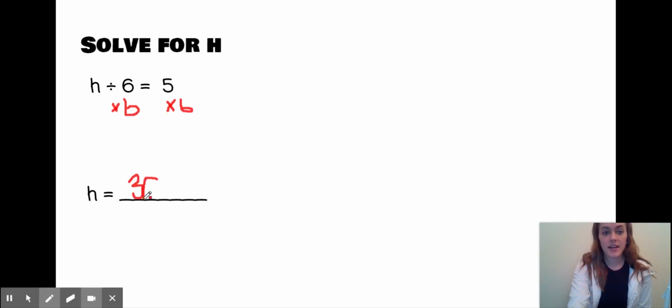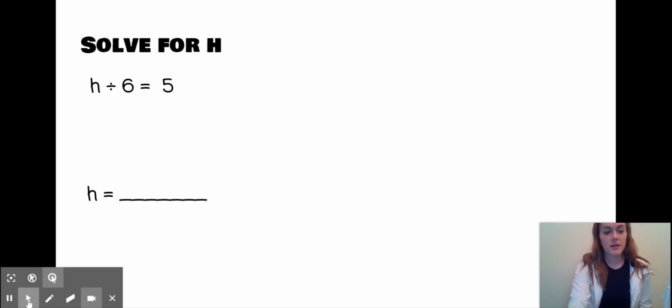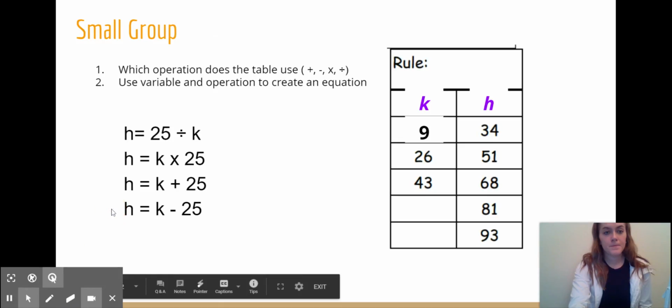And then I can plug 30 in for H, and I would get 30 divided by 6 equals 5, and my number sentence would be true. Now we're going to look at one of our input-output tables, because you will have a couple of these questions on your test.